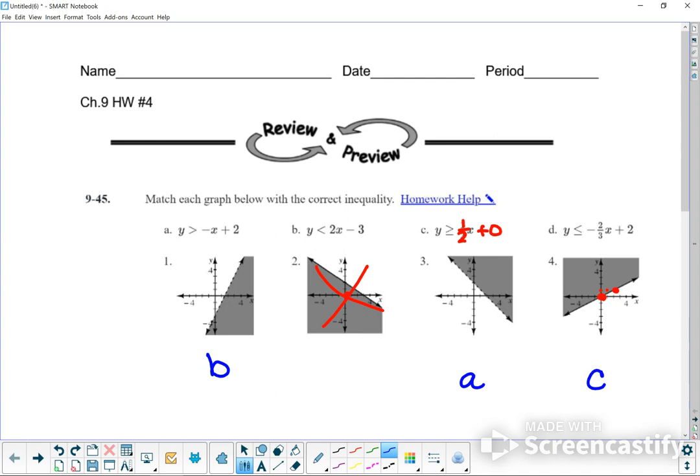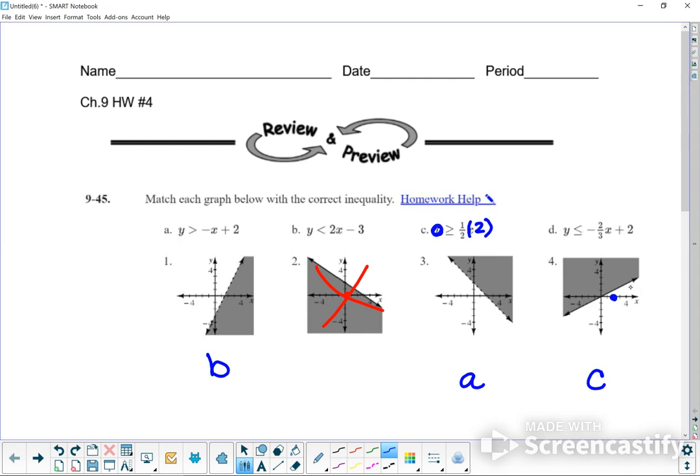Okay, and again, I'm not even checking my point. Oh, and actually, let's look at that. If we wanted to check, we can't pick 0, 0 because 0, 0 is on the line. So we have to pick something else, like, for example, maybe 2, 0. So when x is 2 and y is 0, this is work, right?